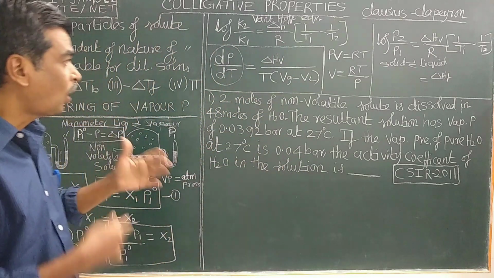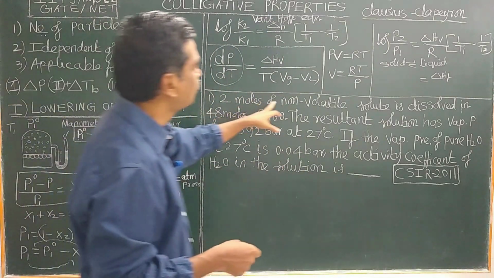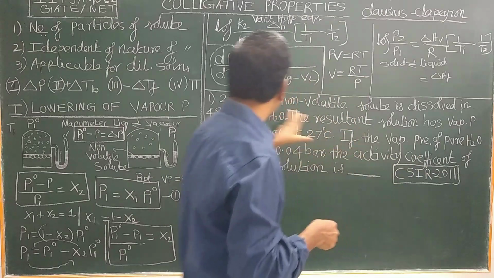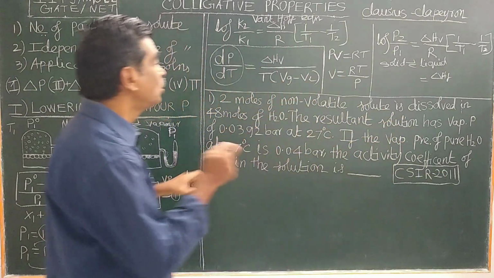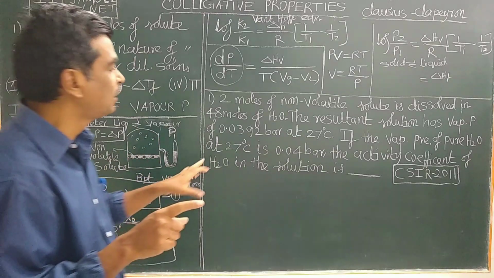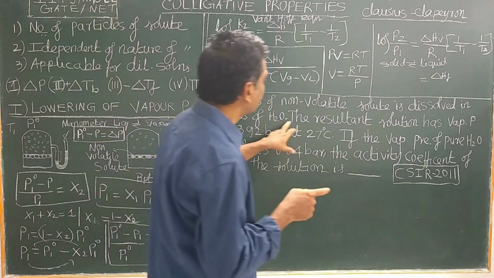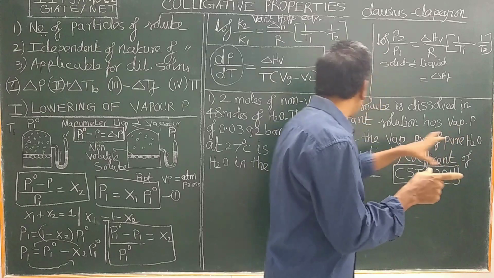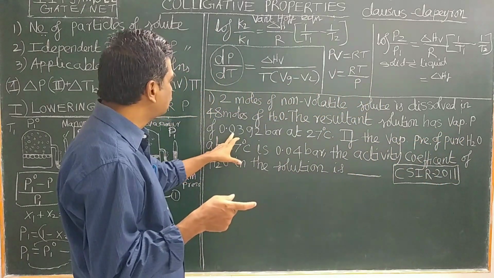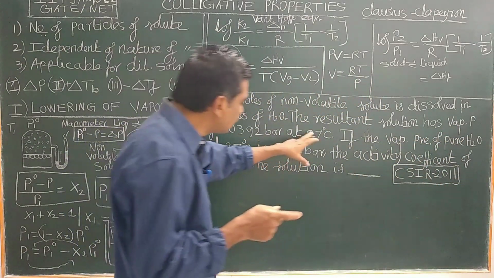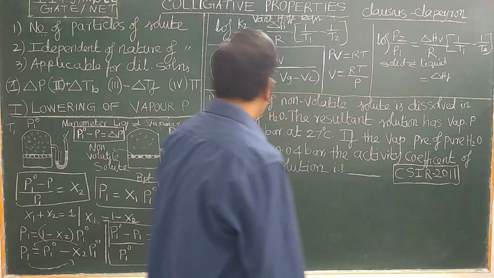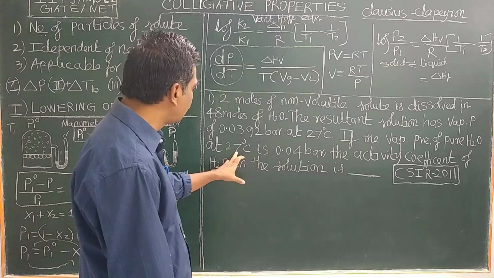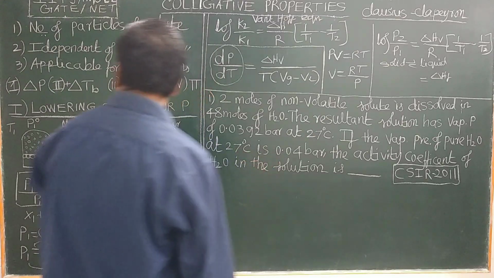Now, let us solve a problem. As in CSIR 2011, 2 moles of non-volatile solute is dissolved in 48 moles of water. The resultant solution has a vapor pressure of 0.0392 bar at 27 degrees Celsius. If the vapor pressure of pure water at 27 degrees Celsius is, for example, this is the same problem.